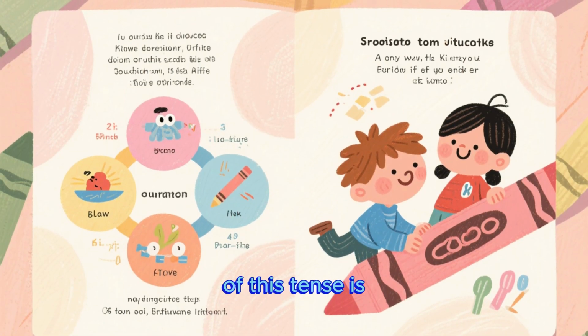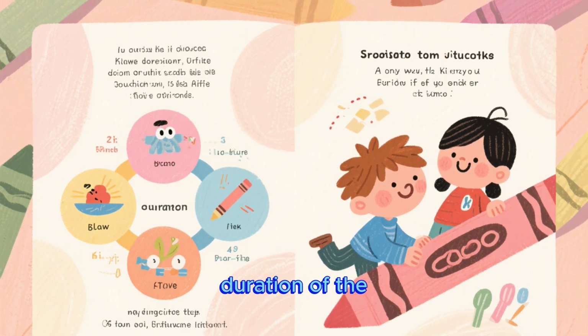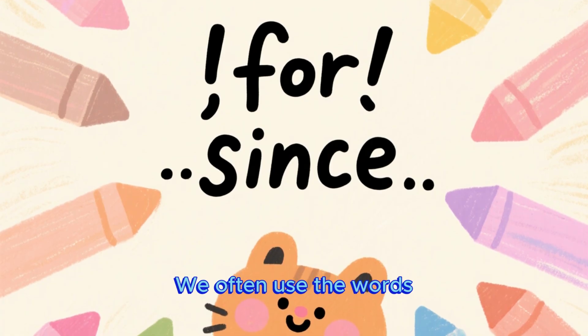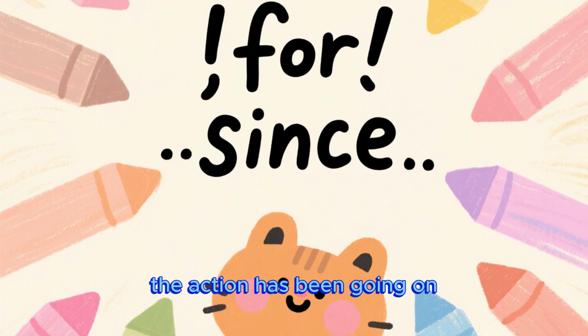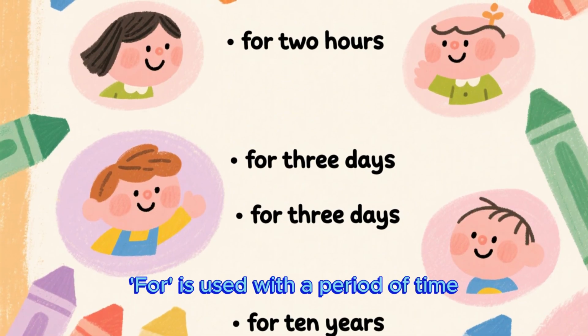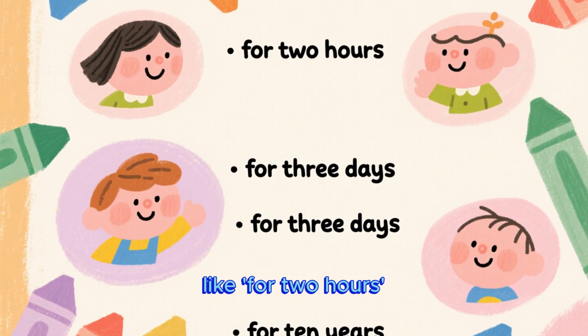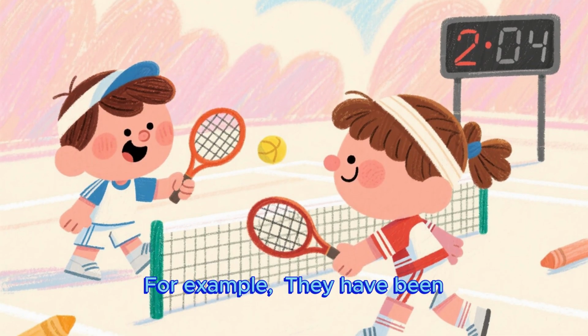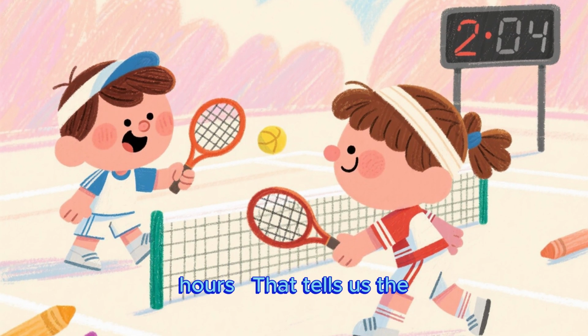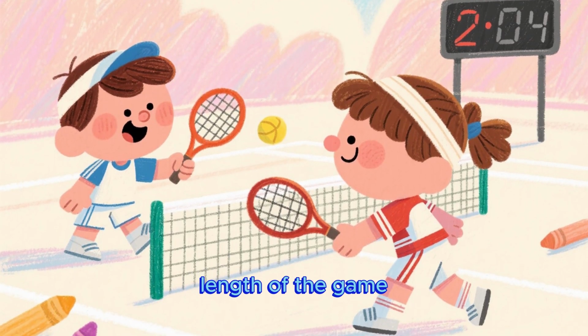Now, a key feature of this tense is its focus on the duration of the action. We often use the words for and since to specify how long the action has been going on. For is used with a period of time, like for 2 hours, for 3 days, for 10 years. For example, they have been playing tennis for 2 hours. That tells us the length of the game.